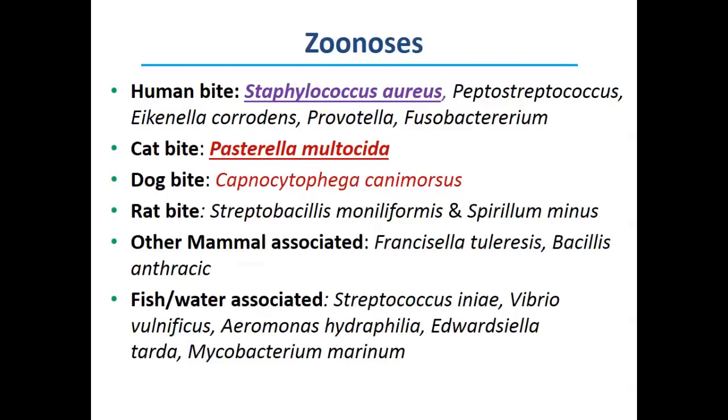And then there are a number of fish-associated pathogens and water-associated pathogens. The Mycobacterium marinum is seen in association with what kind of exposure? Pardon? Yeah, so usually aquariums, but it can occur, I guess, with exposure to fish as well, direct exposure.